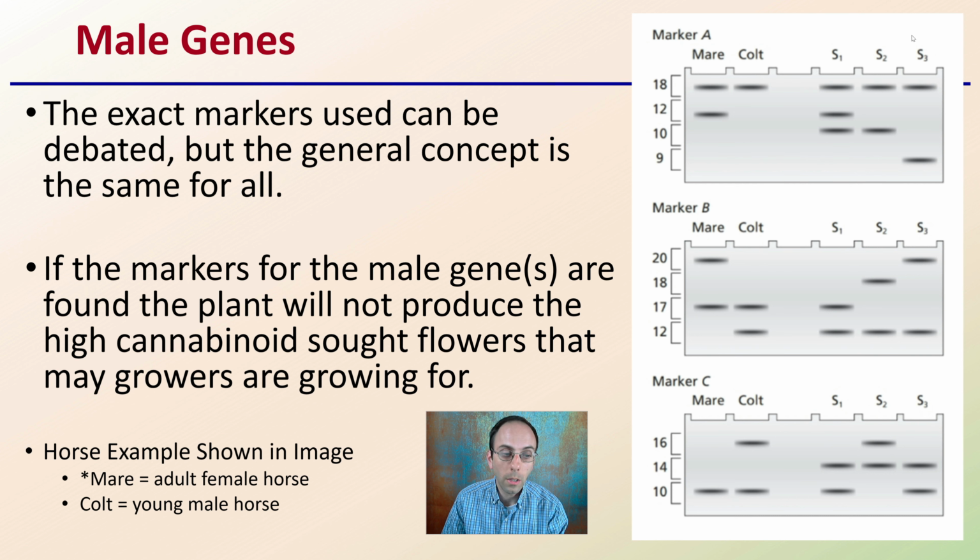Now, what I've produced here is a horse example, looking at determining males or females. Keep in mind the mare is considered to be an adult female horse, and a colt is a young male horse. Here we can see the genetic markers and our samples, and we can make a correlation of what matches with what. Again, it may not always be a perfect match, but we can clearly see sample 1 certainly looks like one of the colts, or a young male horse. And the same is basically applied to cannabis.